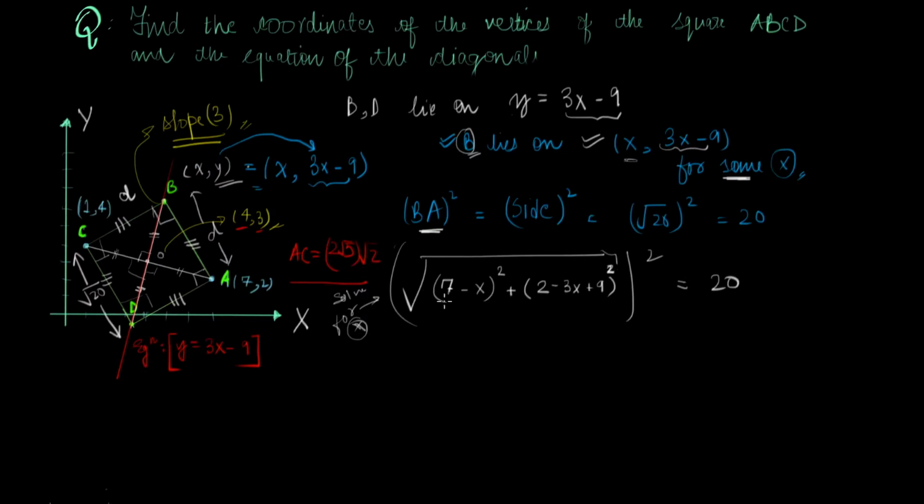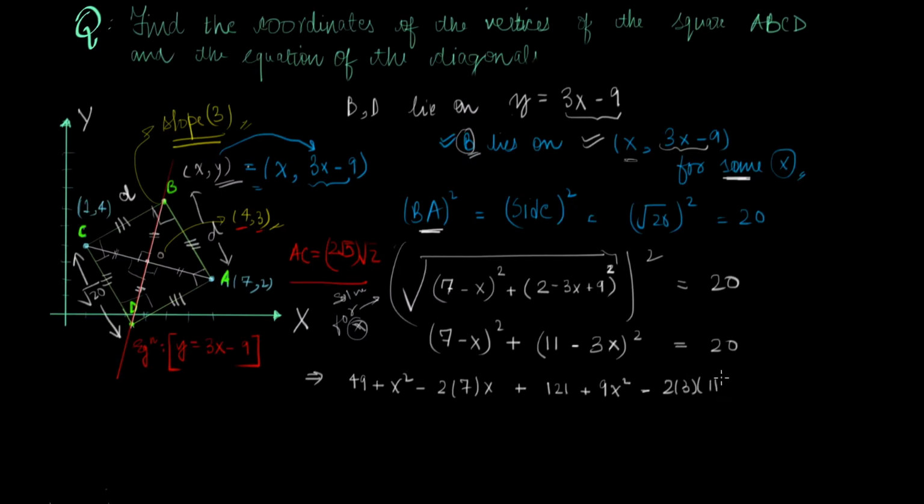Squaring an under root is the same as just getting rid of it. What we would get is (7 minus x) squared plus (11 minus 3x), like so, whole square, equals, well, 20. We can simplify this and expand the brackets as follows. So 7 squared is 49 plus x squared minus 2 times 7 times x, same as this. This would be 11 squared, which is 121, plus 3x whole square, which is 9x squared, minus 2 times 3 times 11 times x, should be equal to 20.